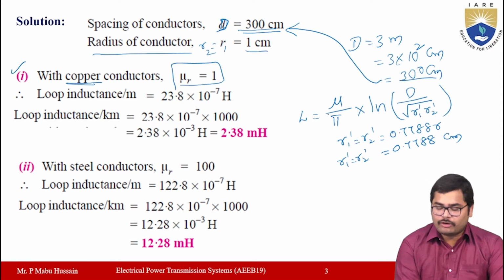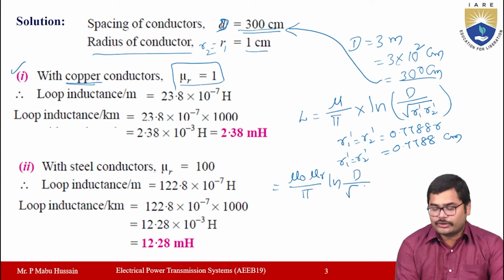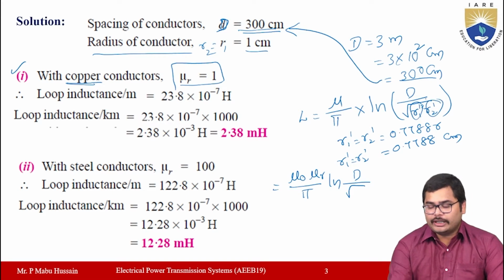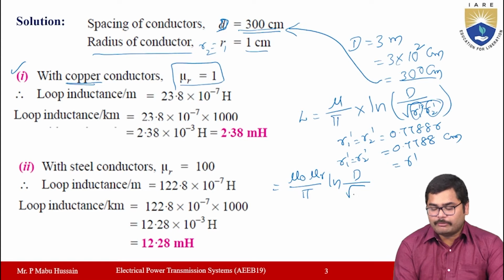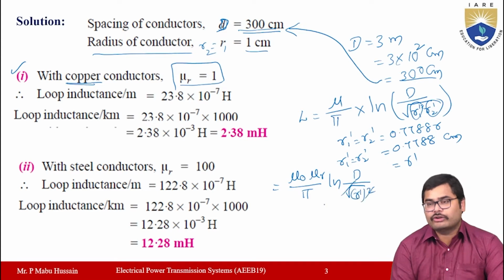Now in place of mu, you can substitute mu naught into mu r by pi ln d by under square root. As r1 dash and r2 dash both are the same, r1 dash and r2 dash will be equal to r dash, so it will become r dash whole square. So this square and this square will get cancelled. So you will get mu 0 mu r by pi into ln d by r dash only.